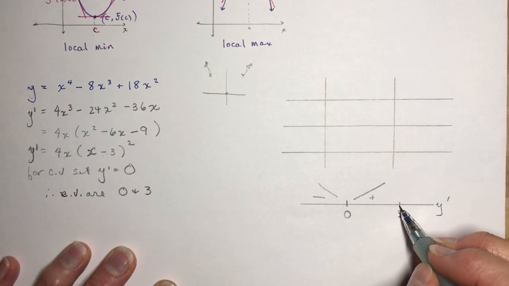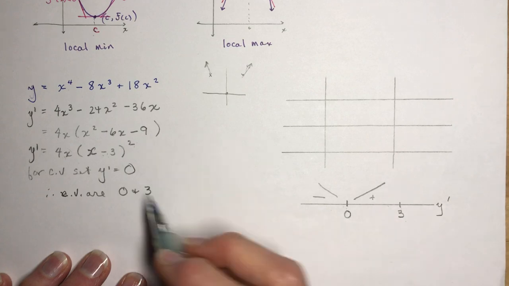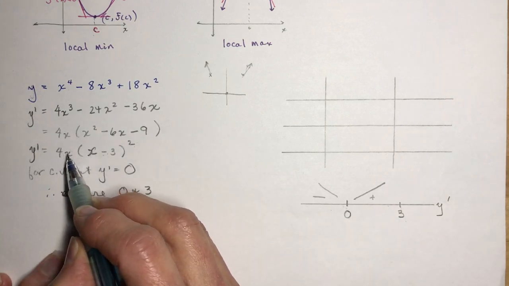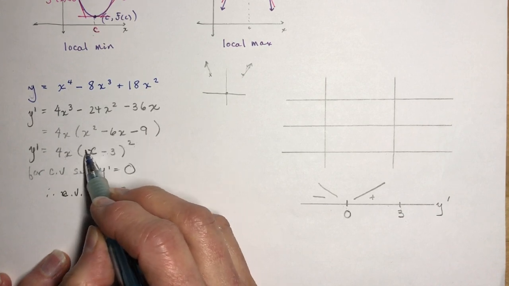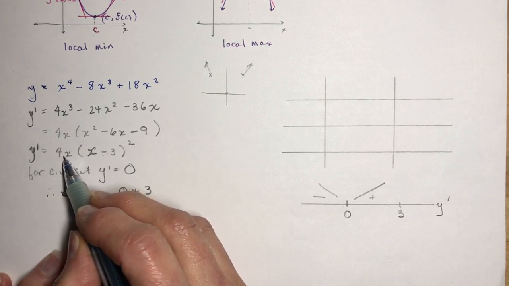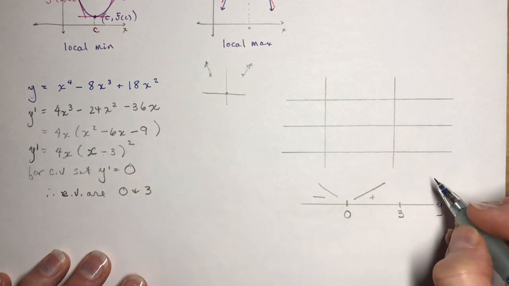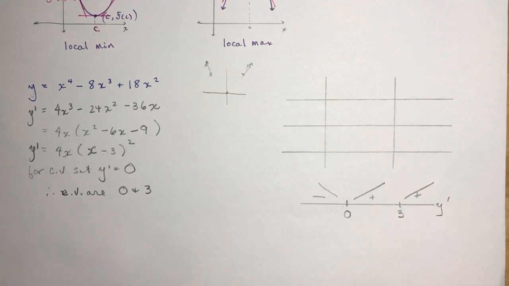Now I want to go to the other side of 3. I'm going to choose the very next number, which of course is 4. I have 4 times 4, that's positive 16. So positive, and 4 minus 3 is 1, squared, is positive. Doesn't matter, these ones are always going to be positive. So I really only need to check this one, right? Positive times a positive is a positive. So I have positive slope again.